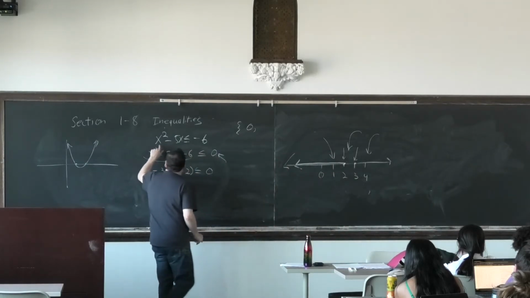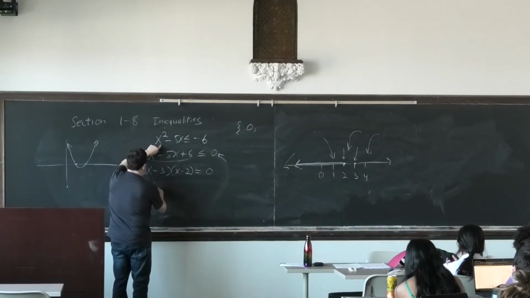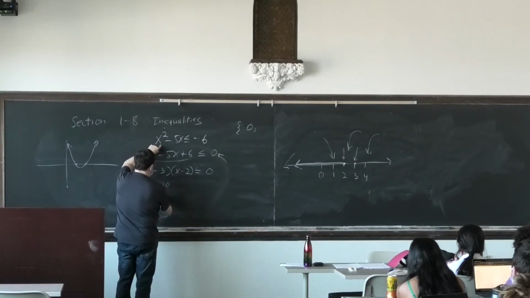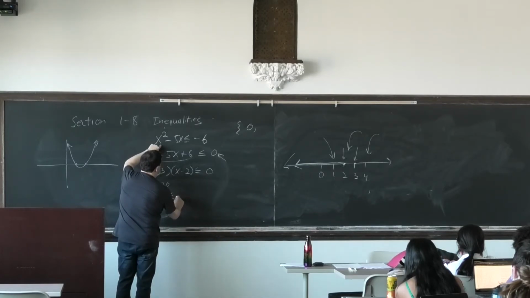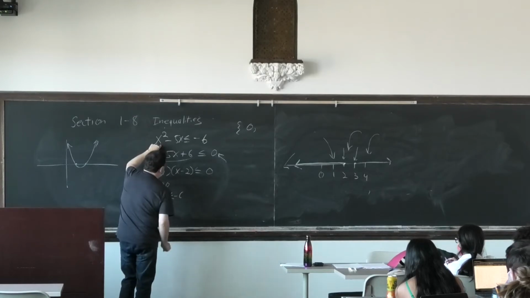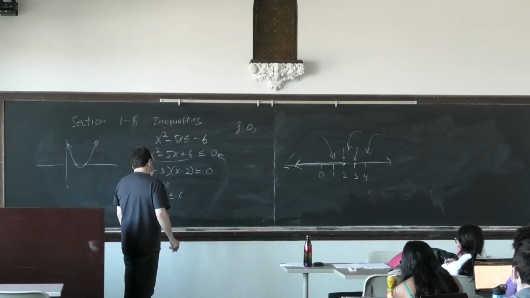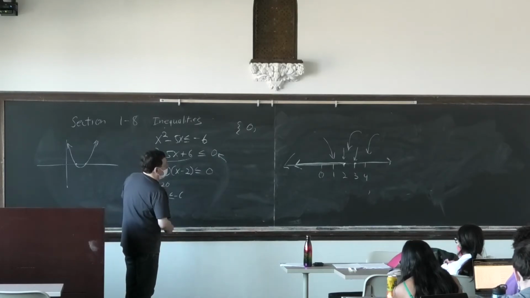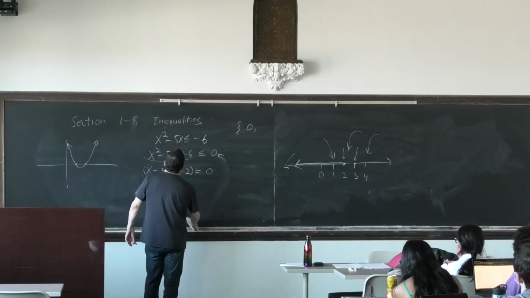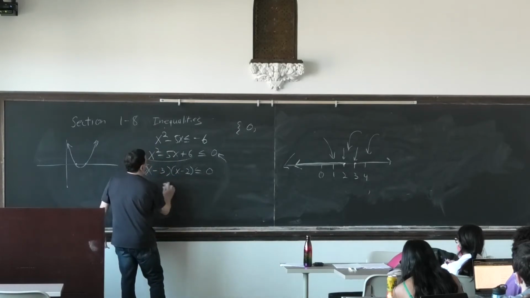We'll try 4. That's 16 minus 20 is minus 4. Less than, wait a minute, I think I made a mistake here. Oh, that means probably people aren't watching me carefully enough. Try again.